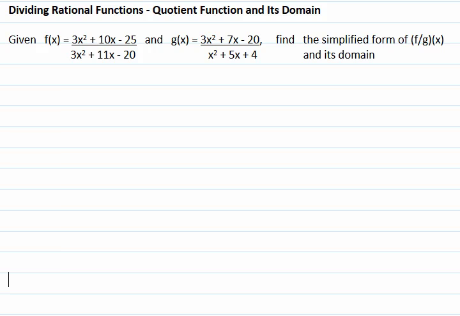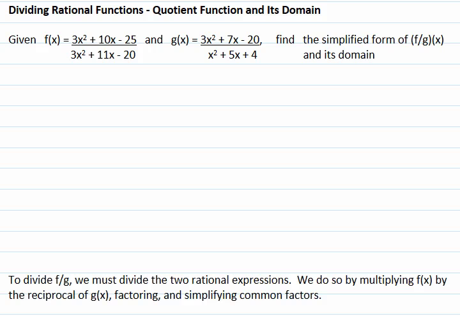Welcome to a lesson on dividing rational functions, where, given two rational functions f of x and g of x, we need to find the simplified form of the quotient f over g of x and its domain. To divide f over g and find the expression of the quotient function, we divide two rational expressions, the expression for f of x over the expression for g of x.